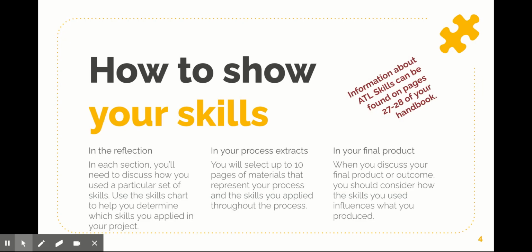First, let's talk about how you can show your skills. In the body of your report, you will use the charts that you completed at the end of each structured reflection to help you show your use of these skills. In addition to writing about the skills you've used, you can select up to 10 pages of the work that you've done along the way. This may include your checkpoint assignments and other work that you've done to record your process in your process journal.